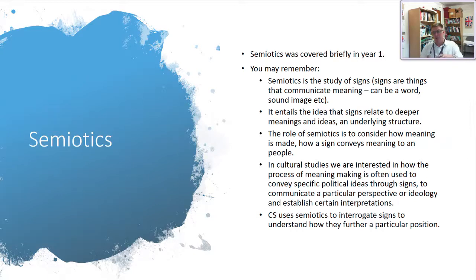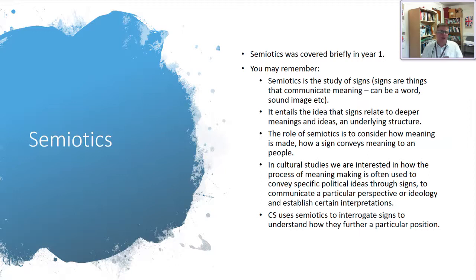So the role of semiotics is to consider how meaning is made and how a sign conveys meaning to people. In cultural studies, we're interested in how the process of meaning making is often used to convey specific political ideas through signs. How is ideology communicated by signs? And that's what differentiates what we do in cultural studies from other forms of use of semiotics.